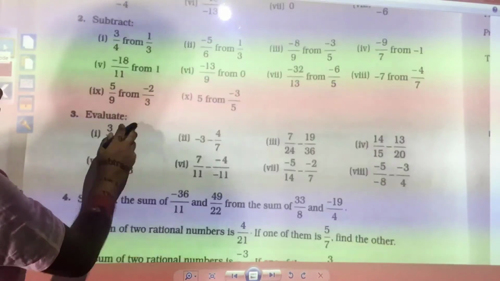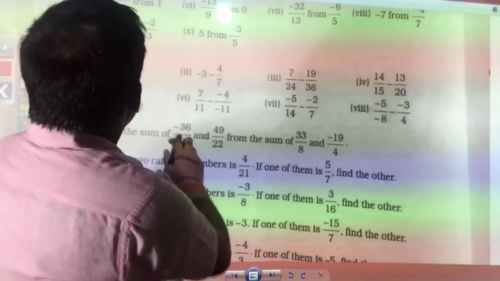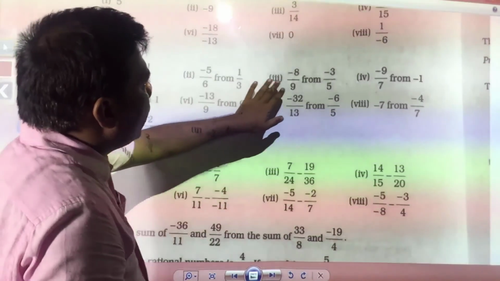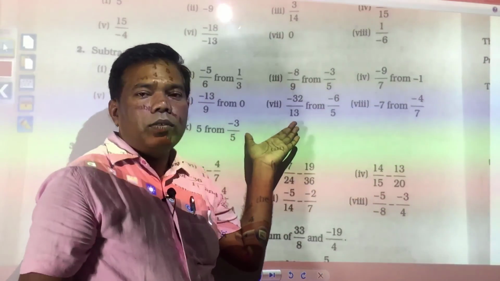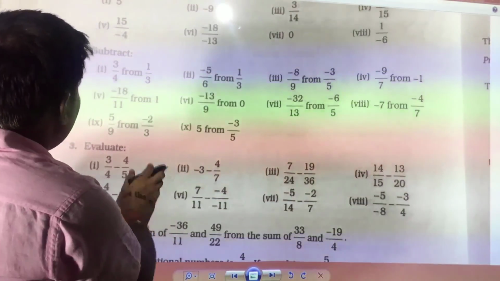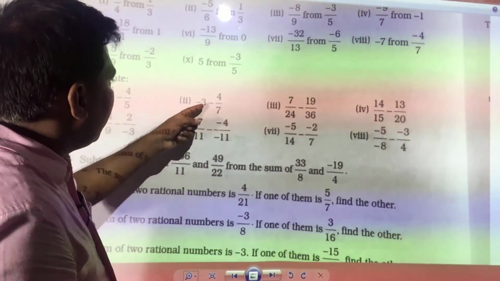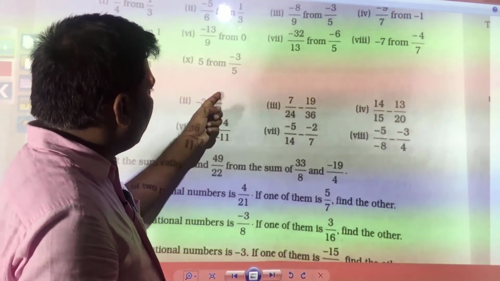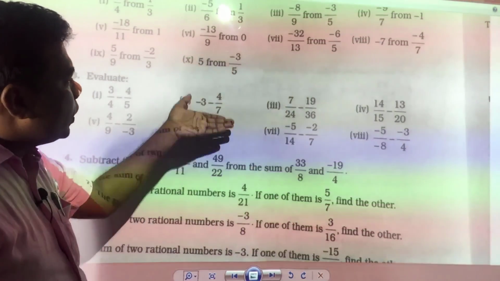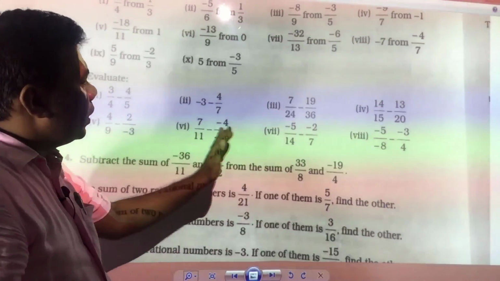In the same way, the rest of the questions are required to be solved. Here you see this one, question number 2. All the rest of the questions will be solved in the same way. I hope you will be able to try them. Then you have to evaluate 3 by 4 minus 4 by 5, minus 3 minus 1 by 4 by 7, 7 by 24 minus 19 by 36. These questions are to be done as in the example I have solved.